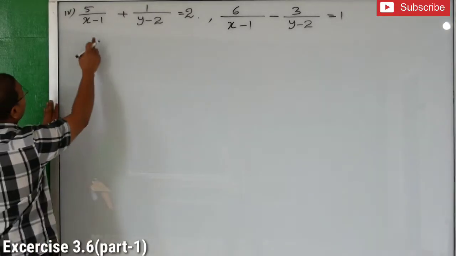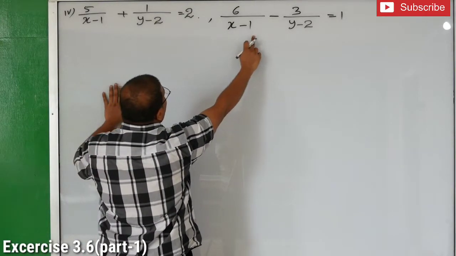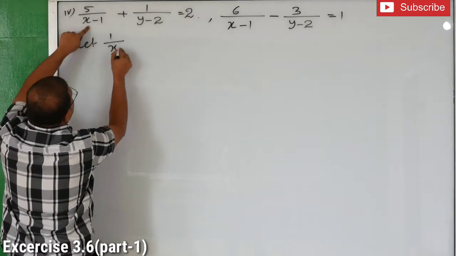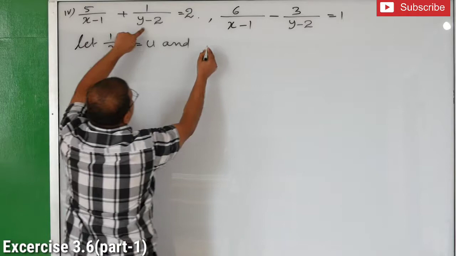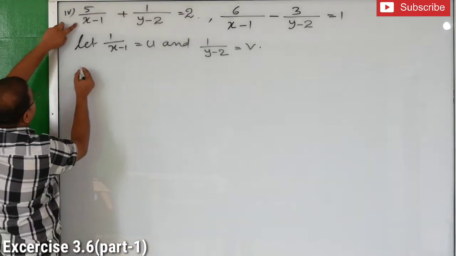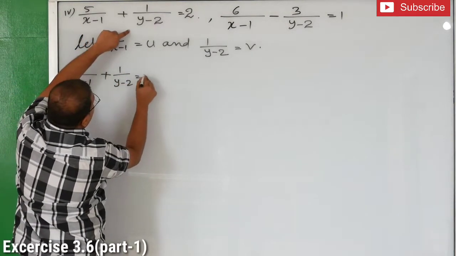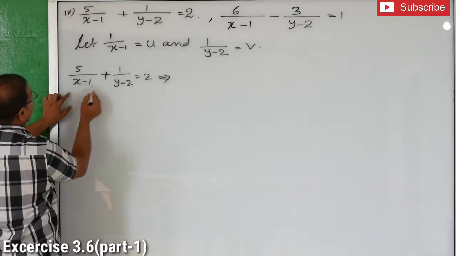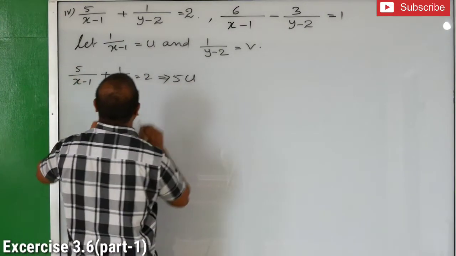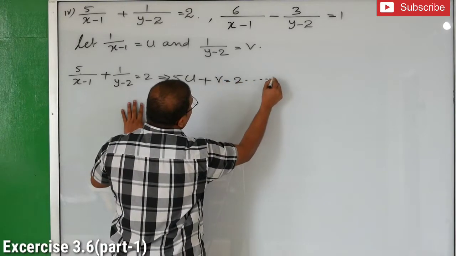Ready? See the fourth one, 5 by x minus 1 plus 1 by y minus 2 equals 2 and 6 by x minus 1 minus 3 by y minus 2 equals 1. Ready? What will we do? Let 1 by x minus 1 equals u and 1 by y minus 2 equals v. Ready? That means this implies, what you will do? 5 by x minus 1 plus 1 by y minus 2 equals 2 implies, see, in place of 1 by x minus 1, what you will write? U. That means this will be 5u because 5 is here. Plus 1 by y minus 2, what you will write? V equals 2. This is equation number 1.